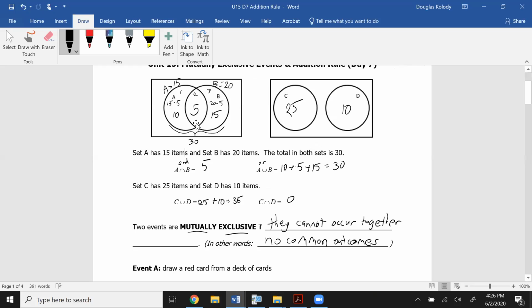Circles A and B have these 5 people in common. Circles C and D have nothing in common. Nothing. They will never date each other.